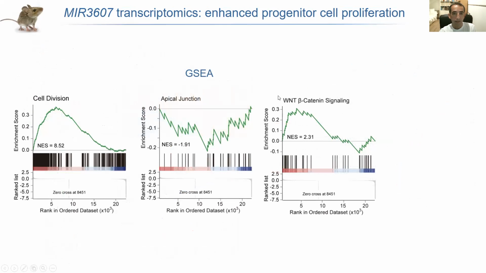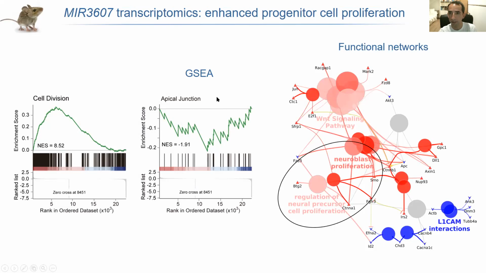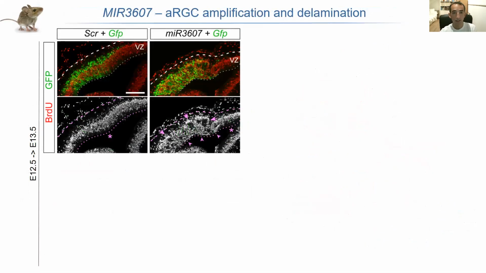When we looked at gene set enrichment analysis, we found, again consistent with the previous analysis, an increase in terms related to cell division, on Wnt beta-catenin signaling, and interestingly, a loss in apical junction pathways. Now, when we looked at functional networks, again, we find enrichment in terms related to neuroblast proliferation and neuroprecursor cell proliferation. So it seemed that this microRNA was indeed changing progenitor cells in their behavior. So we decided to focus on earlier stages of development.